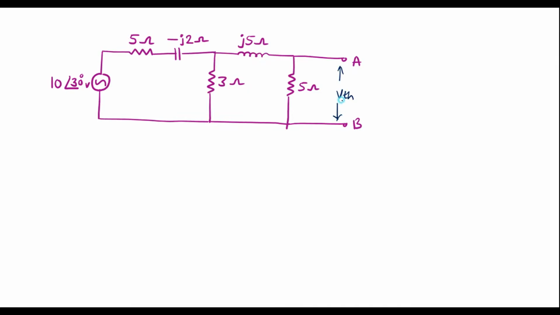Here we can observe that the voltage across AB is nothing but the voltage across the 5 ohm resistor. So first let me calculate the current through the 5 ohm resistor. If you find the current through the 5 ohm resistor, that current times the resistor gives VTH. This problem can be solved in two ways, either by using loop analysis or we can solve it directly. I will try to solve it directly.